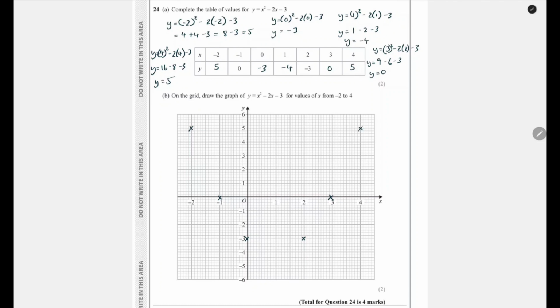And we can see that this is going to be a curved graph because the equation is y equals x squared, and y equals x squared is always a curved graph. So if we join our dots together, we should get something that looks like this.